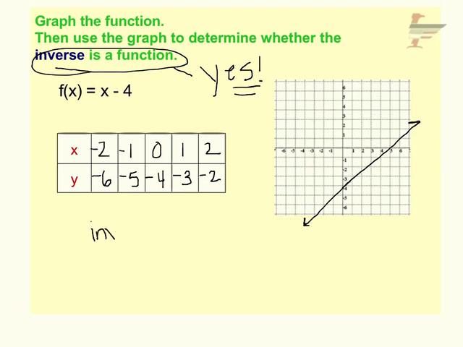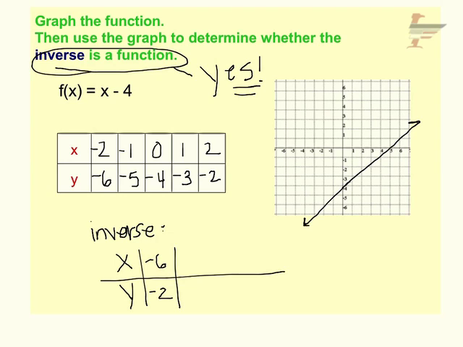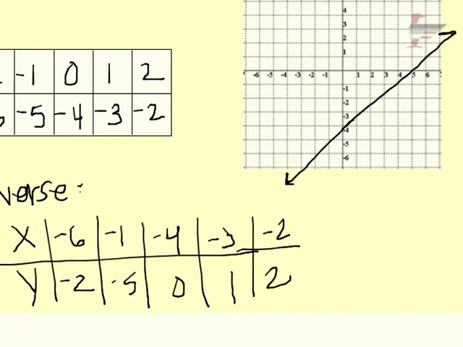If you wanted to graph the inverse, just in case you're ever asked that, all you have to do, from that first slide, is switch all your coordinates. -6, -2, -1, -5, -4, 0, -3, 1, -2, 2. Now those are all ordered pairs that we can plot on our graph, and that will be the inverse of what we just did.